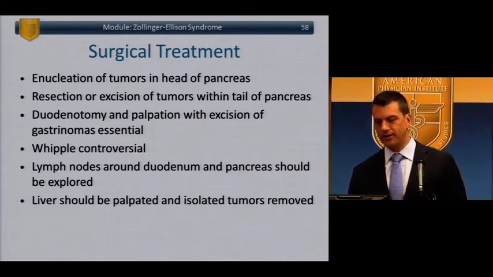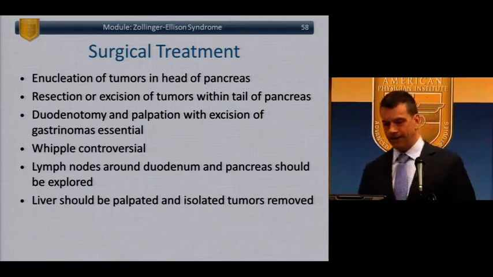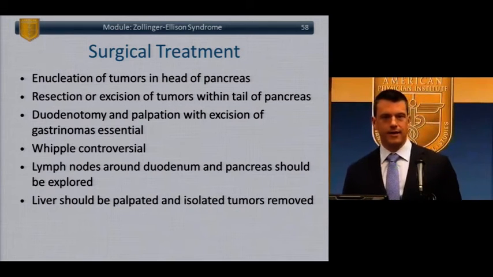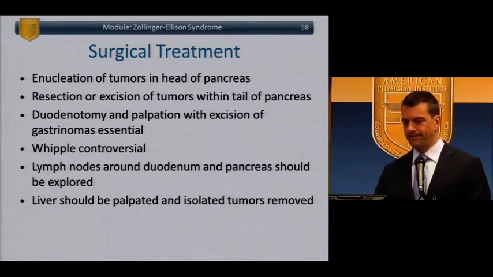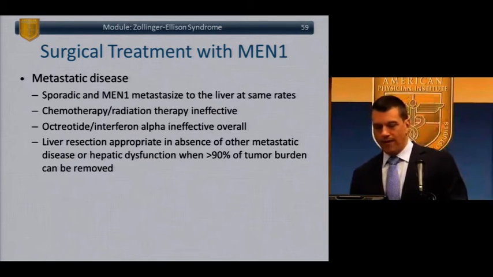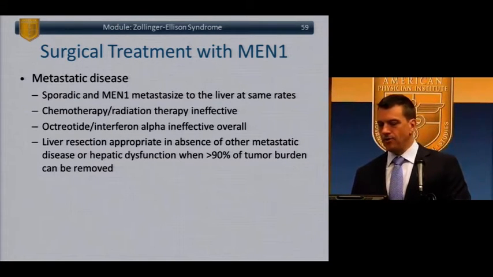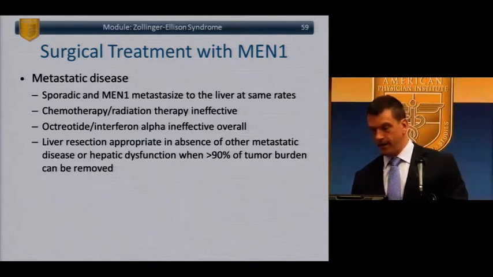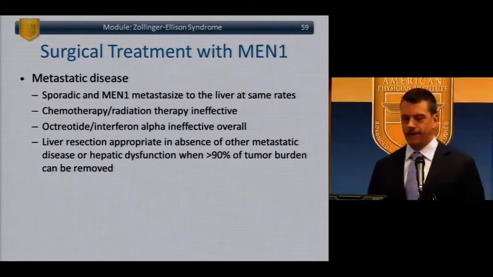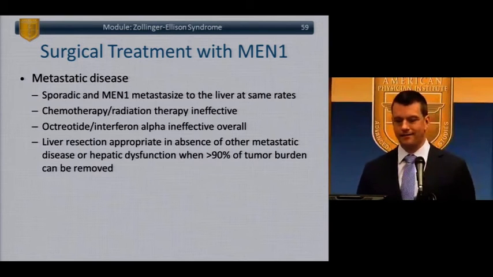The lymph nodes around the duodenum and pancreas should be explored, palpated, and then the liver as well for isolated tumors. With MEN1, they both metastasize to the liver at the same rate. Chemoradiotherapy are not useful here. Octreotide, interferon alpha, again, ineffective.